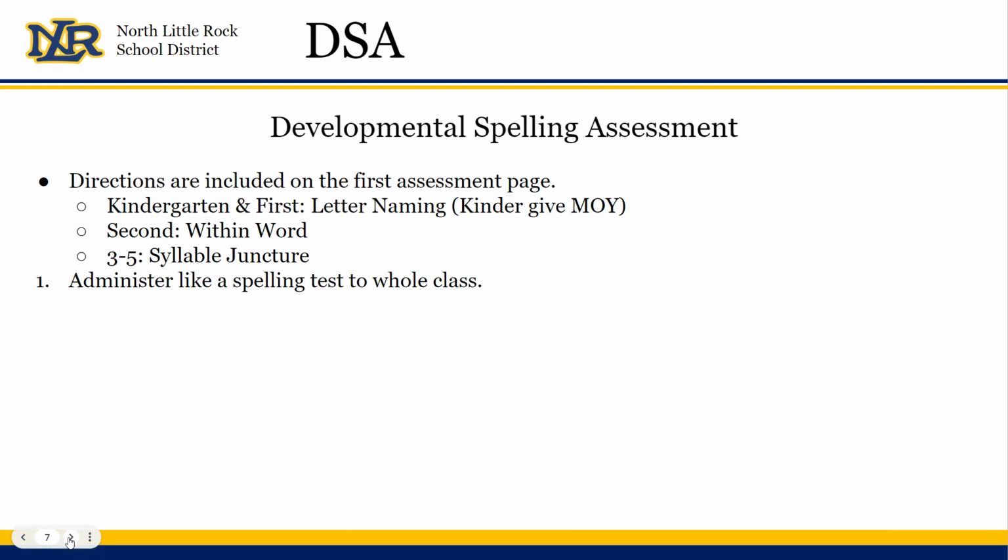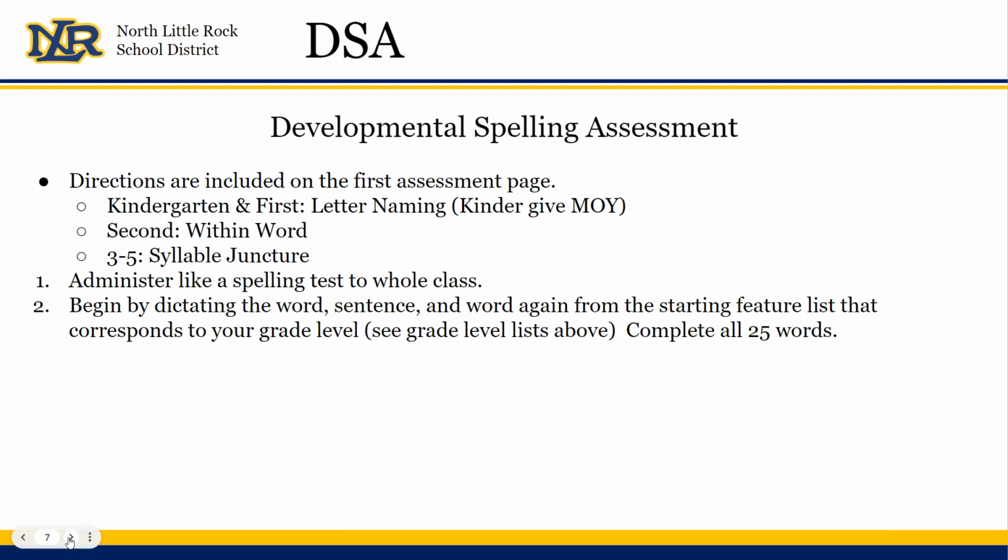You administer the DSA just like a spelling test to your whole class. You begin by dictating the word, that means saying the word, putting it in a sentence, and saying the word again from the starting feature list that corresponds with your grade level. We will do syllable juncture. You'll complete all 25 words.